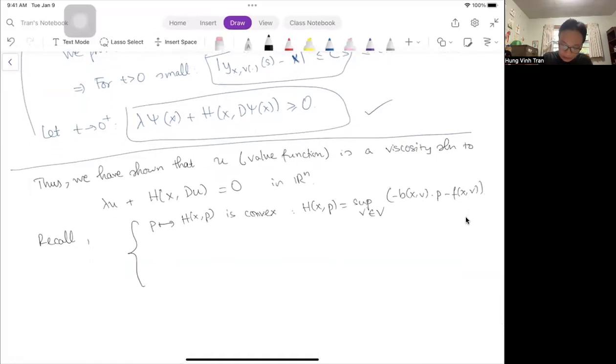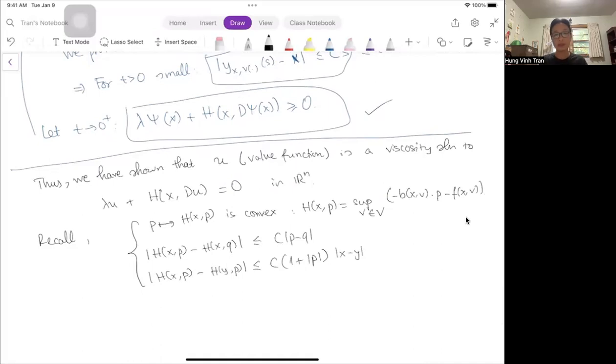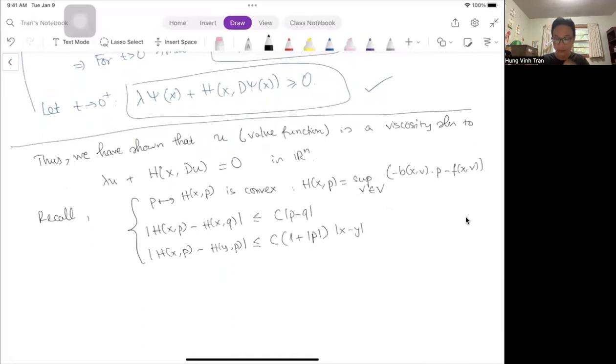In other words, we have checked, or you can check it again, that |H(x,p) - H(x,q)| is less than or equal to a constant times |p - q|, and |H(x,p) - H(y,p)| is less than or equal to a constant times (1 + |p|)|x - y|. So we have checked those. It satisfies the structural assumption for us to have that uniqueness result. Okay, I'm cheating a little bit here, but basically we can conclude that u is the unique viscosity solution to the equation.